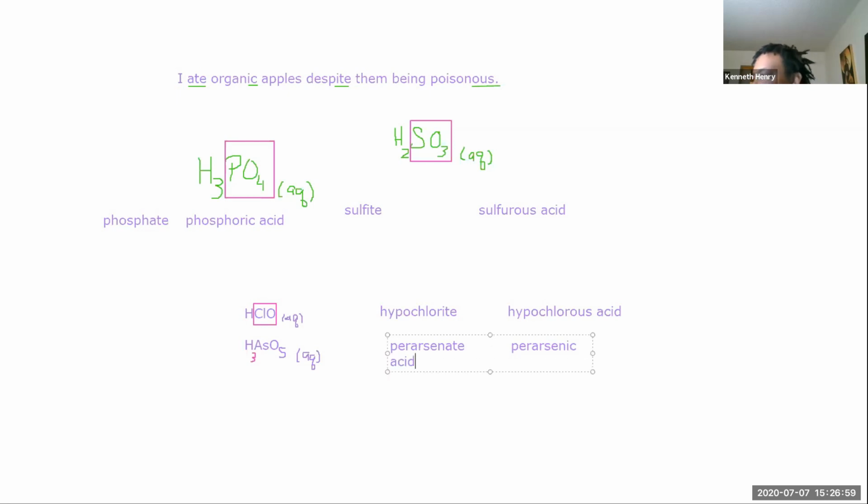That's so funny, because if you look at the name, it just puts an IC at the end anyway, right? Because it's arsenic. So it's just per arsenic acid. Simple?